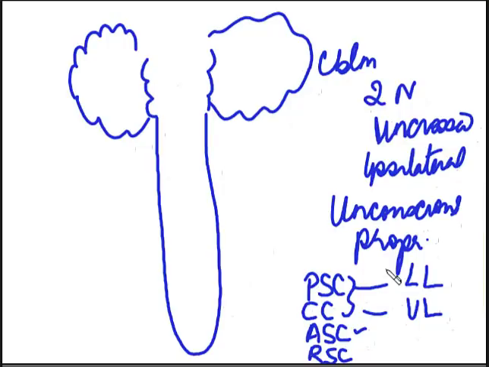So let's see how these tracts are formed. The cuneo-cerebellar is formed in the brainstem. The spinocerebellar is formed in the spinal cord. So first let's look at the posterior spinocerebellar. So again, you have 2 sets of neurons. So if I was to draw the body in this fashion.